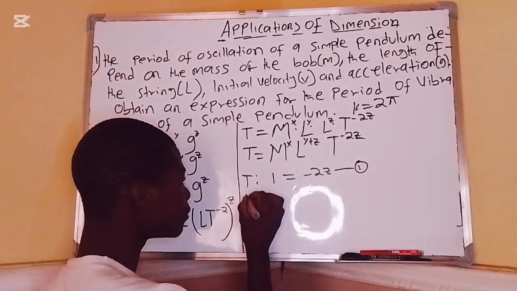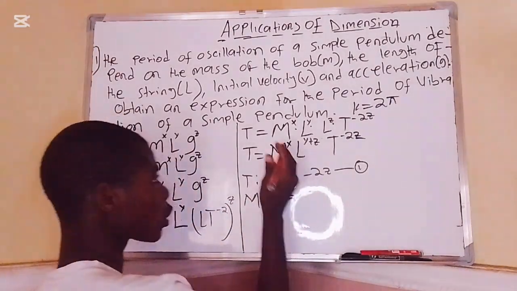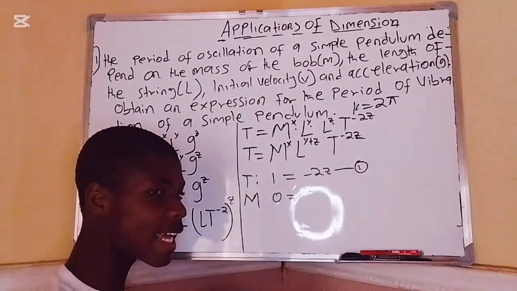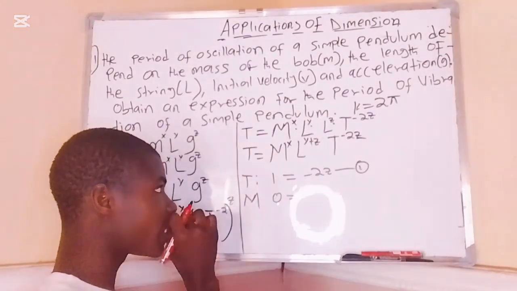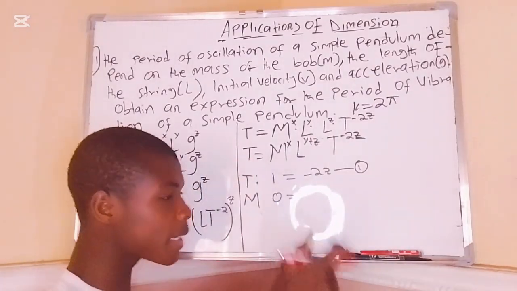So let me do for m. For m, here I have 0 because I don't have m. You have to take note, you have to do it for each letter. I've done with t because in this equal sign I have t. So I will replace it as 1.